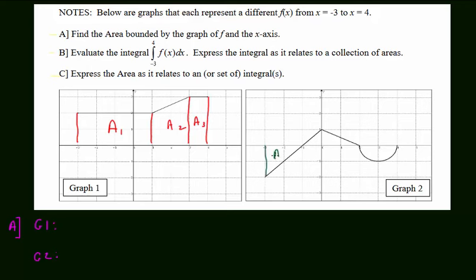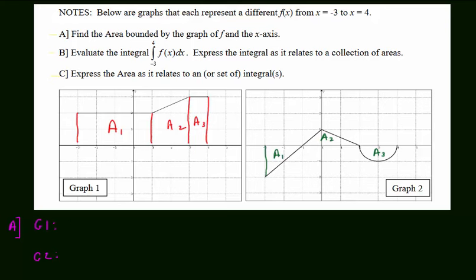Likewise, I'm going to call this A1. Now, A is area, means a positive quantity. So this triangle here would have a positive area. This is A2, a positive area, and this is A3. All of those are positive areas, not necessarily positive integrals.